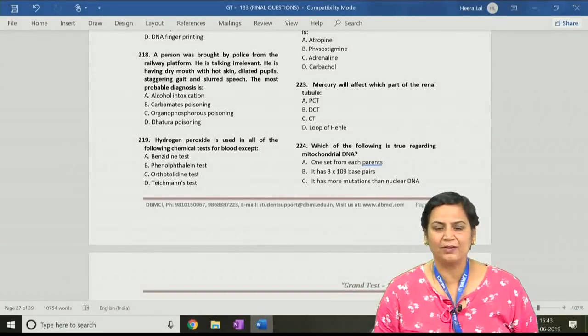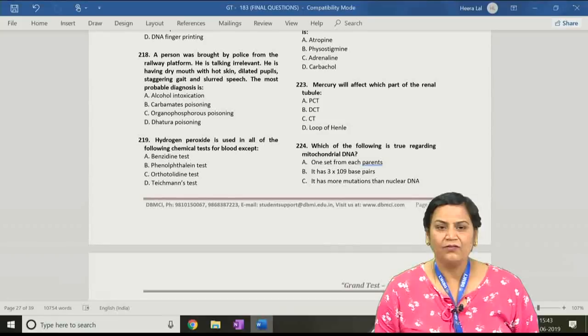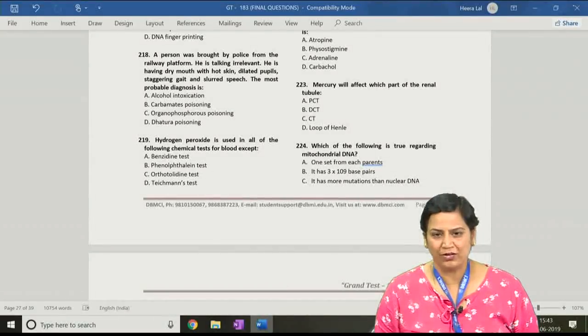Today we are going to discuss the biochemistry portion of Grand Test 183. Now let's switch over to the first question. Which of the following is true regarding mitochondrial DNA?